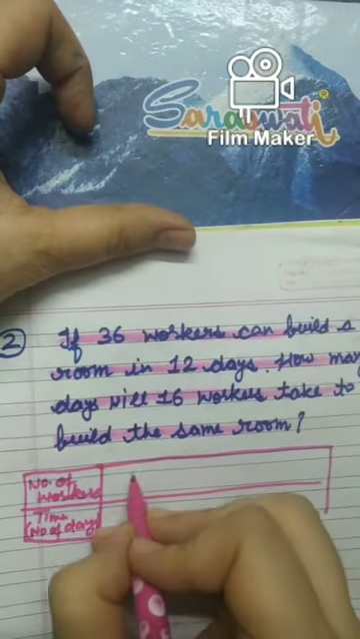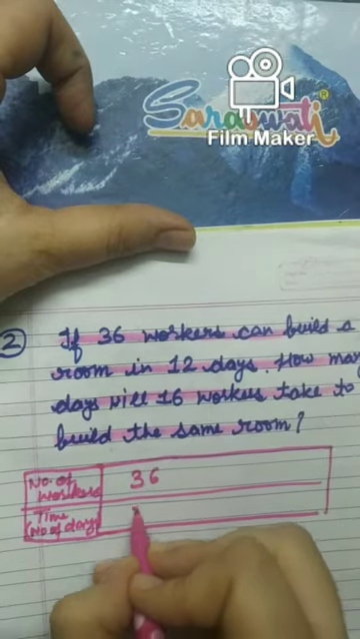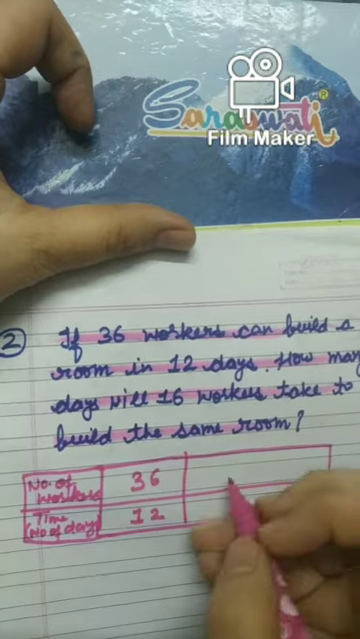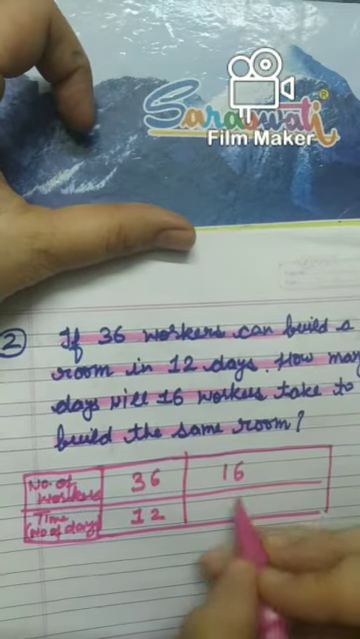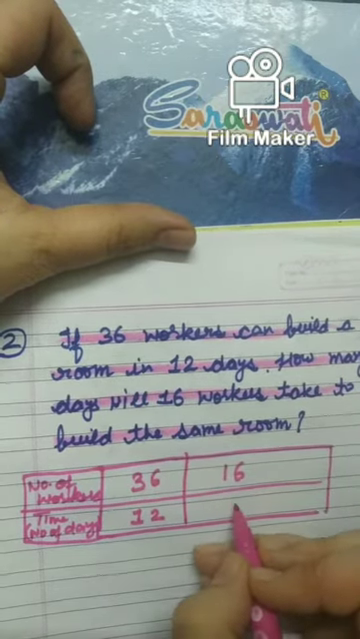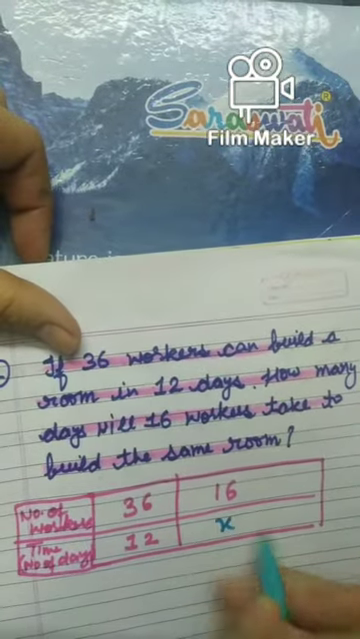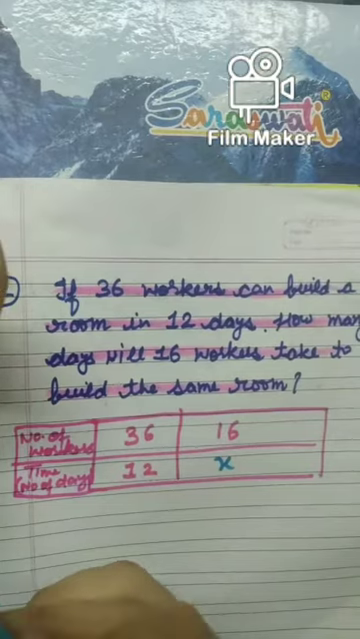They have given that if 36 workers were working, they were completing the room in 12 days. So they are asking how many days 16 workers will take to build the same room. I don't know how much time will be taken by them, so I can take it as x, right? My purpose is to find the value of x.